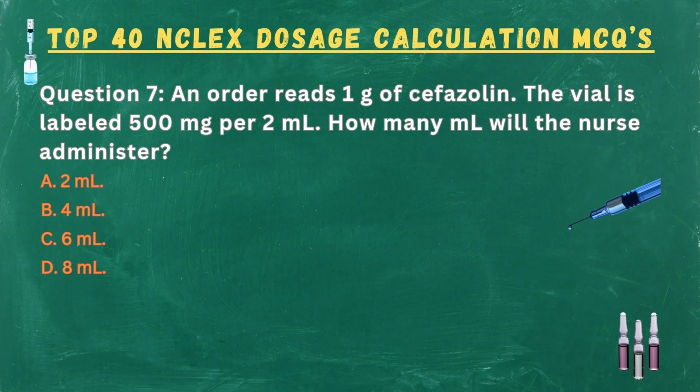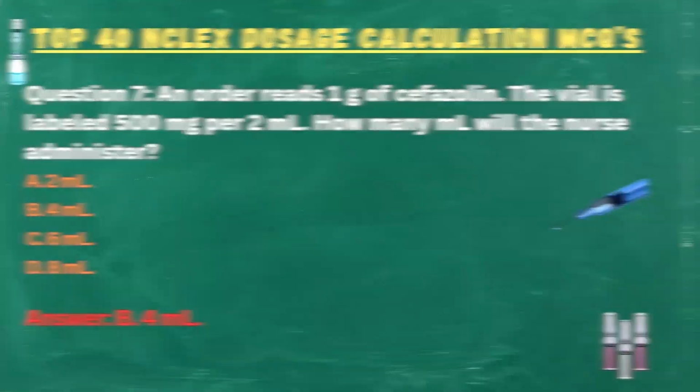Question 7. An order reads 1 g of cefazolin. The vial is labeled 500 milligrams per 2 milliliters. How many ml will the nurse administer? A. 2 milliliters. B. 4 milliliters. C. 6 milliliters. D. 8 milliliters. Answer: B. 4 milliliters.